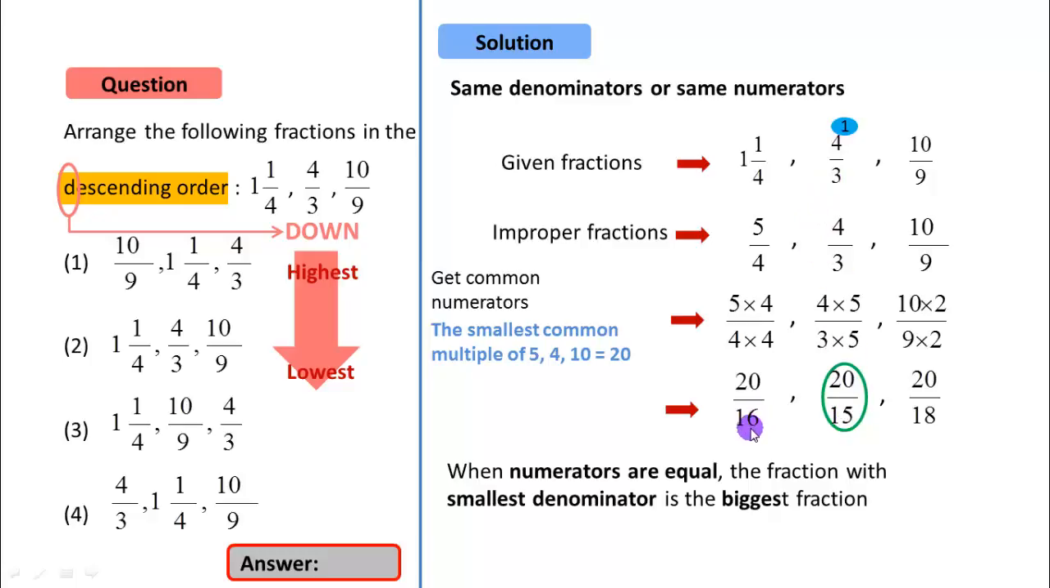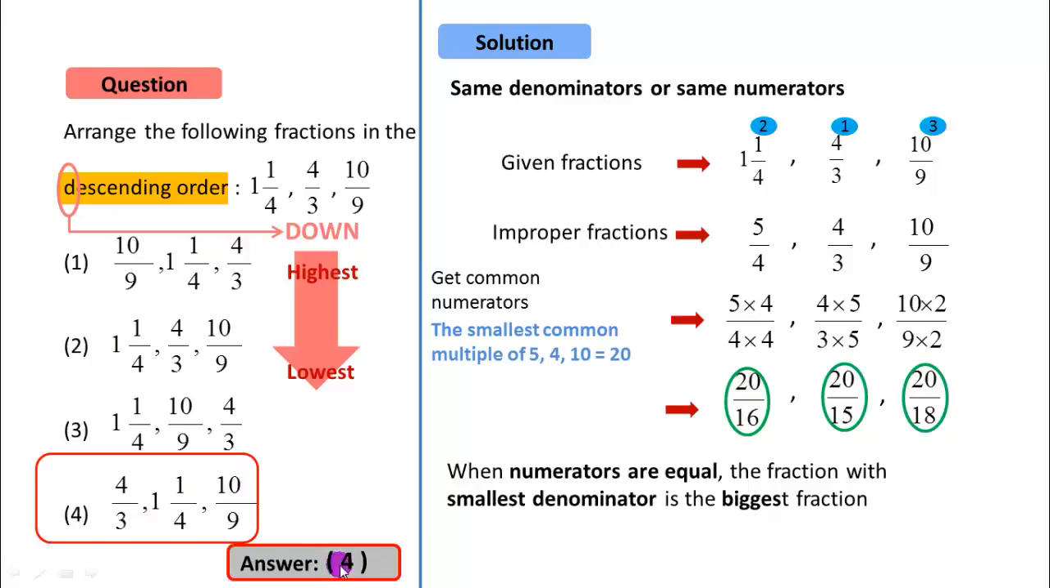The next smallest denominator is 16, so 20 over 16 is the next biggest fraction, and hence 1 over 4 will be second in the order. Finally, we are left with 20 over 18, so 10 over 9 would be the third in the order. Our final answer will be 4 over 3, 1 over 4 and 10 over 9, which is option 4.